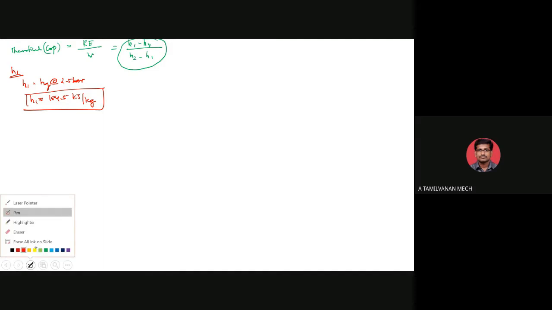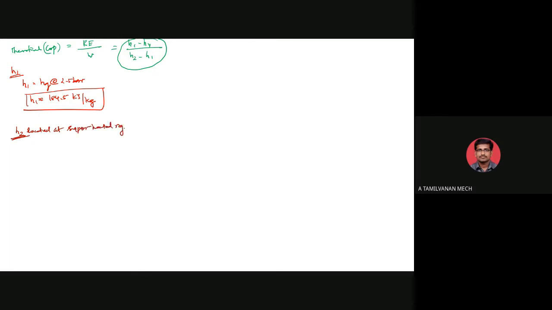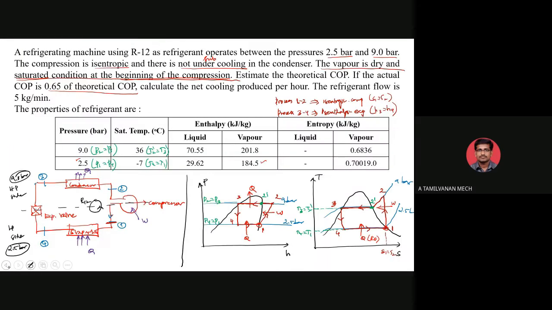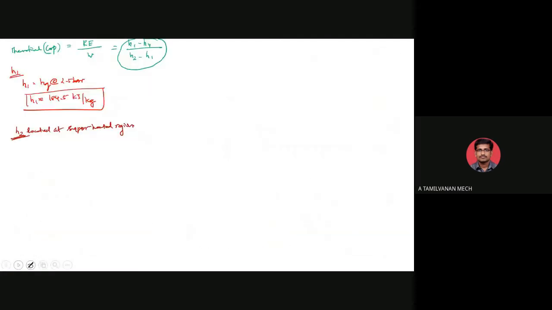How can you find H2? H2 is located at which region? Located in the superheated region, sir. Okay, listen. H2 is normally located in the superheated region. In the table, the superheated value is not given. So how can we calculate the superheated value? This is H2 in the superheated region.